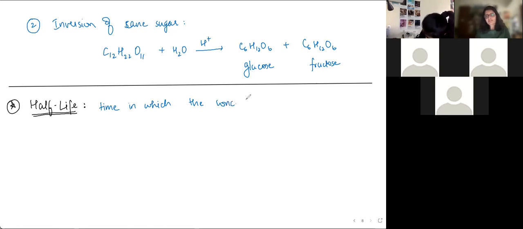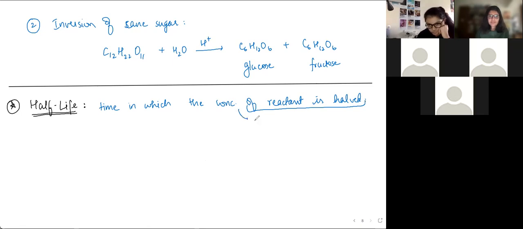The concentration of the reactant is halved. So as Mitali put it, if you took A amount of the reactant, half-life is basically the time for that A to become A by 2. Ma'am, the rate of the reaction remains constant? It depends on the order of the reaction, whether it's first order. The time in which the concentration is reduced to half of the initial concentration. Same thing, different words, that's it.